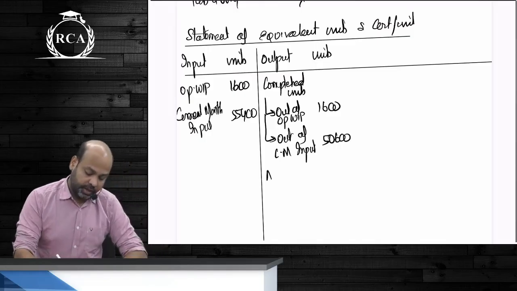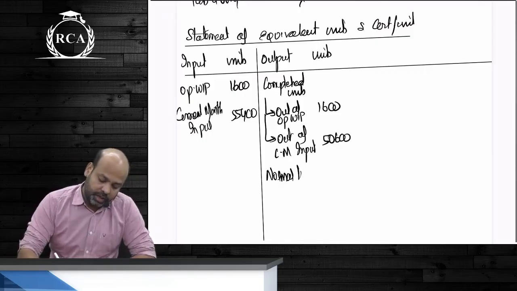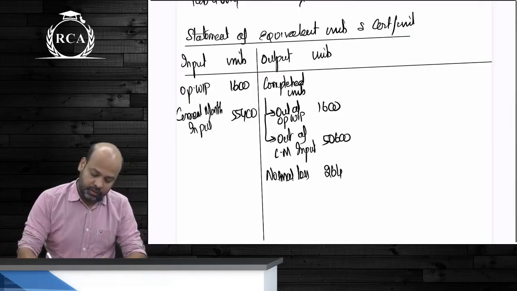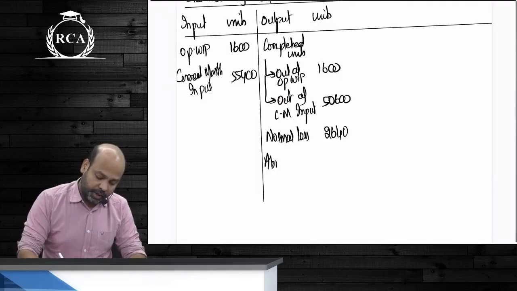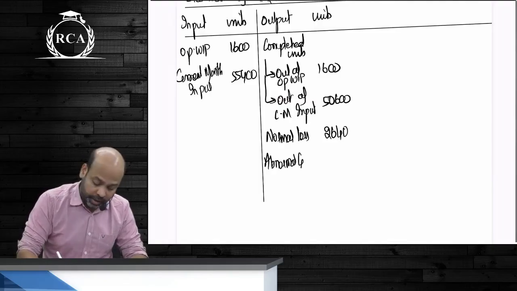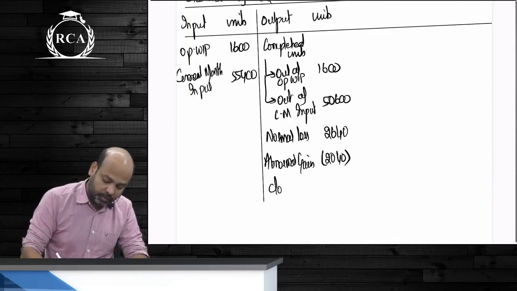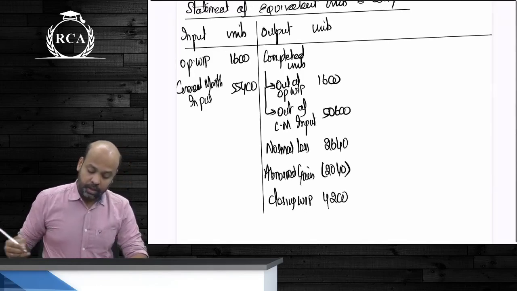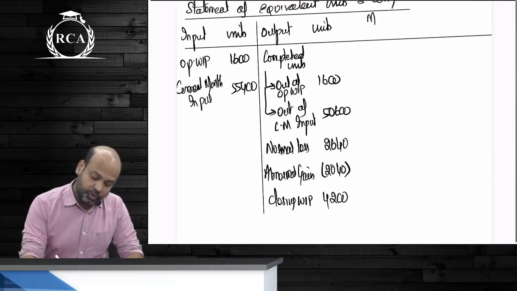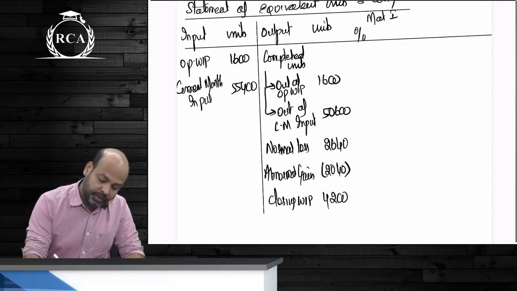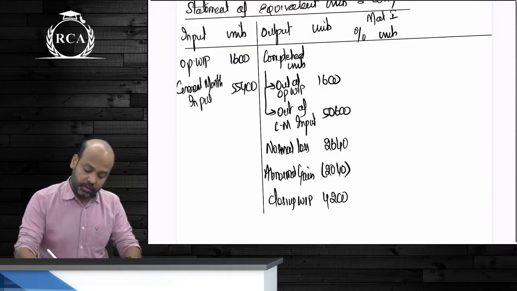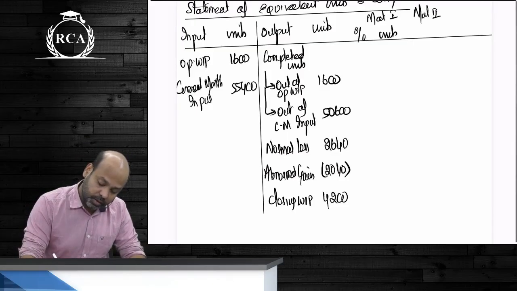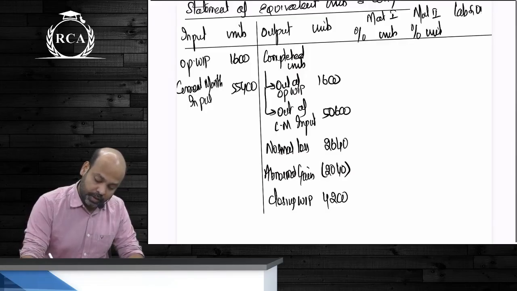And then, guys, you will write normal loss. Normal loss is how many units? 2,640. Abnormal gain, beta, will you write positive or negative? Negative 2,040. And then closing work in progress, guys, 4,000. For materials 1 and 2, you should take only the balance degree of completion for opening work in progress because this is FIFO method. Labor and overheads.